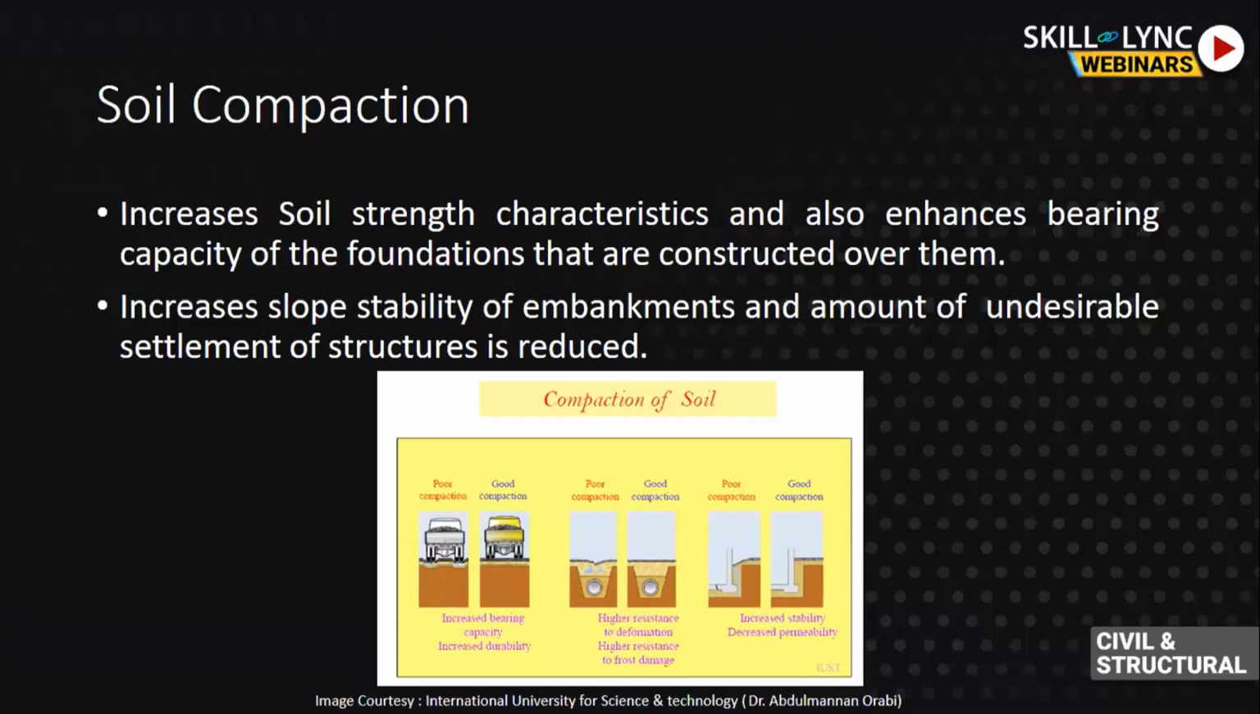In the figure below, you can see this is an example of poor compaction, and this is an example of good compaction, which helps to increase the bearing capacity and also increases the durability. In the second figure, you can see that due to higher resistance to deformation, poor compaction can cause damage, so we need good compaction in this area as well. The third example shows that if soil compaction is increased, stability increases, and it also decreases the permeability of the soil.